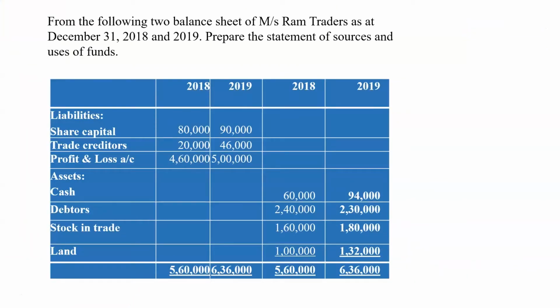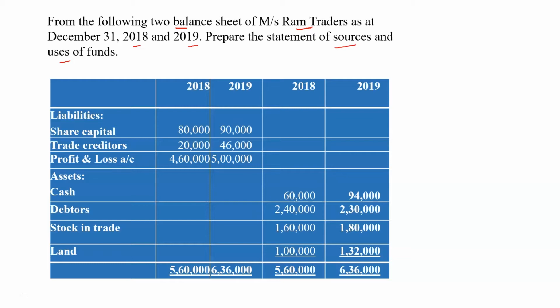Now let us consider the case of ROM traders, where the balance sheet of two periods, that is 31st December 2018 and 2019, is given. And the question is, you are asked to prepare a statement of sources and uses of funds.